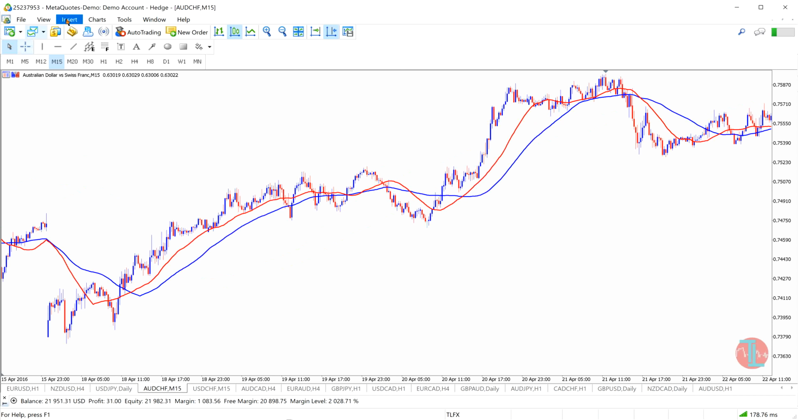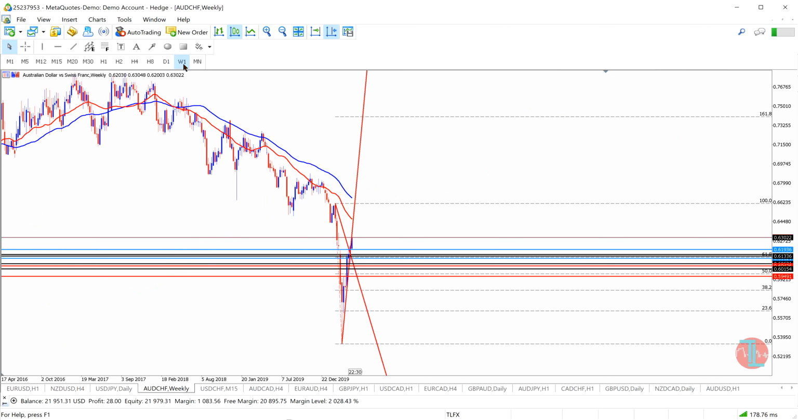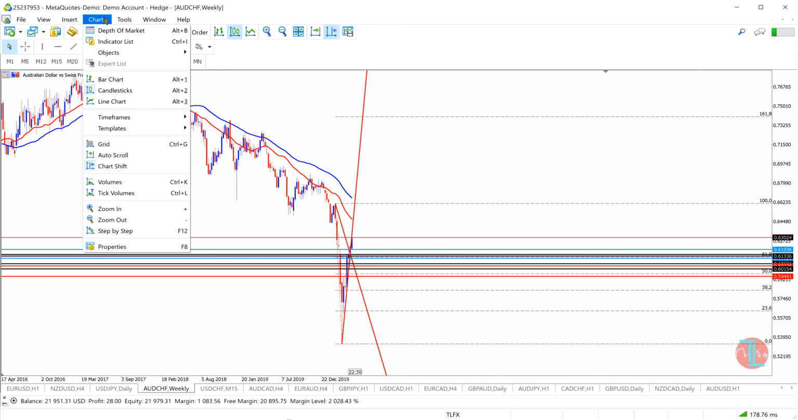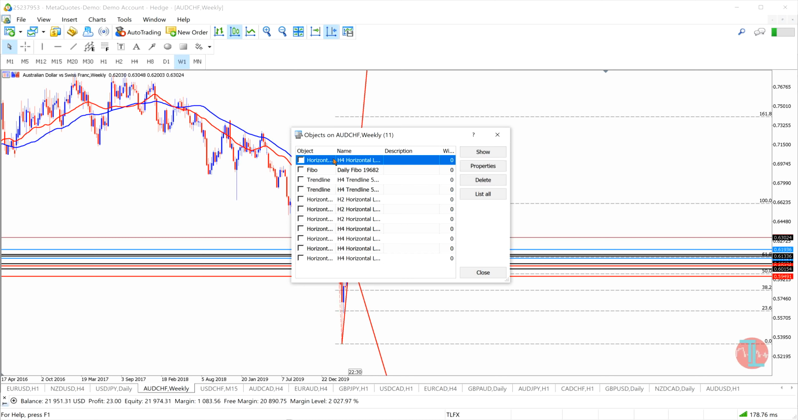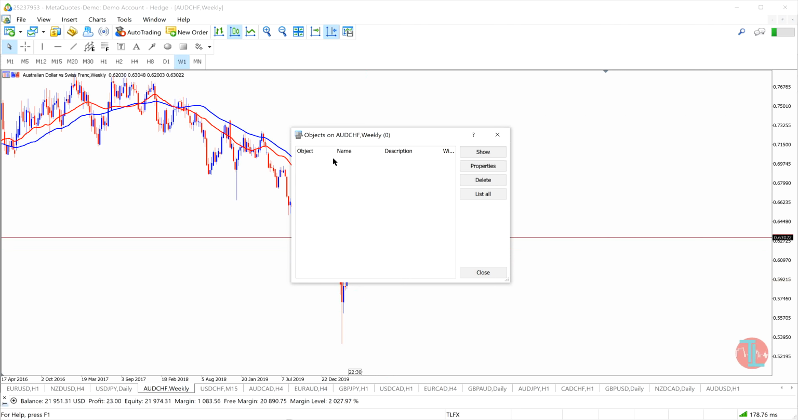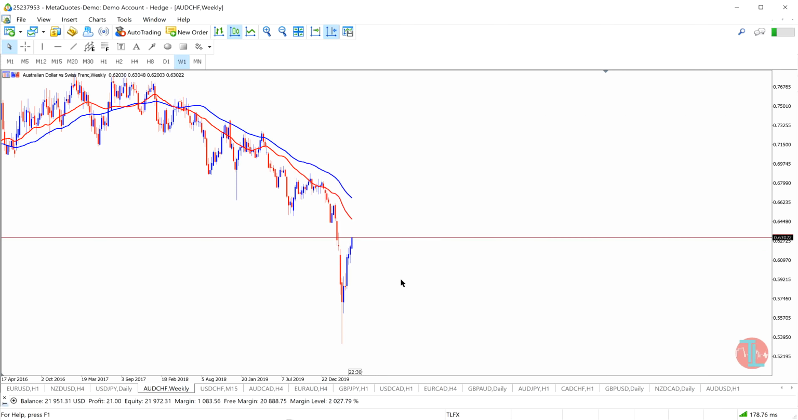We'll keep that simple. All right, so here we are on our Audi Chef. Let's go up to the weekly chart to see where we are starting out. And we are going to get our object list and erase every single object that we have. And we're going to start fresh, a new week.